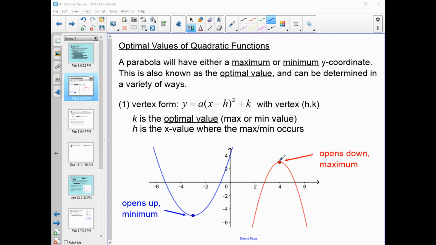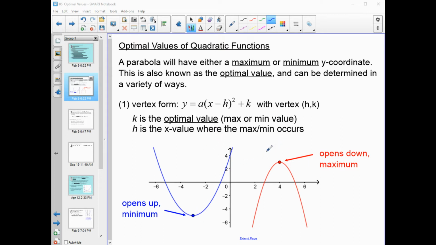Regardless of whether or not it's a minimum or a maximum, this notion of the extreme point, either the very lowest point or the very highest point, they get lumped together into a single term known as the optimal value. So the optimal value represents either the lowest point on our parabola or the highest point on our parabola.